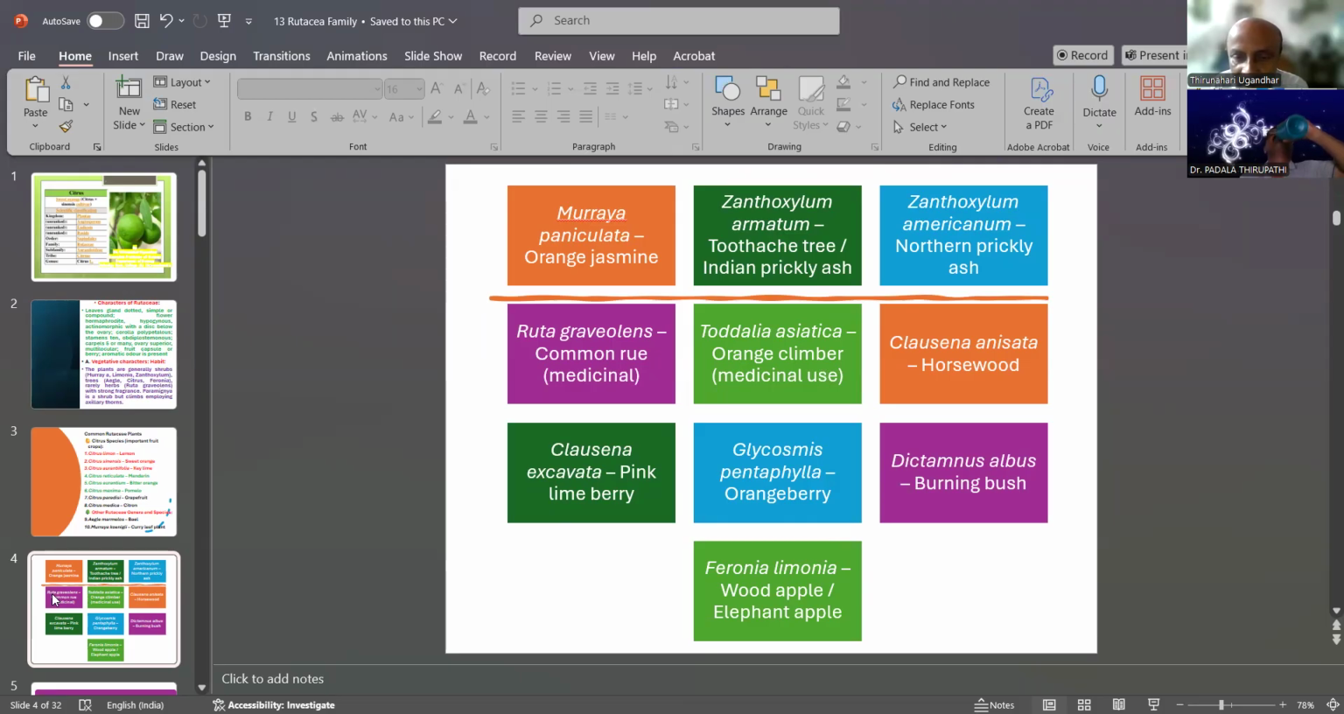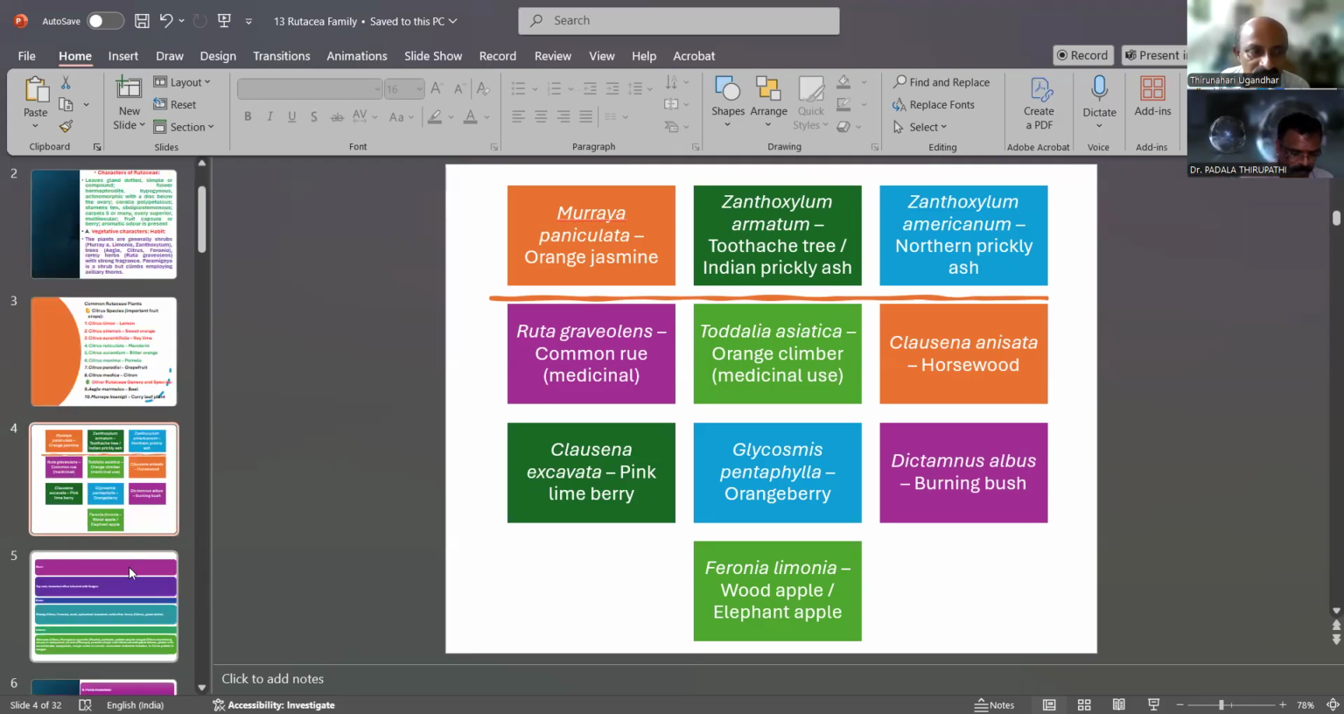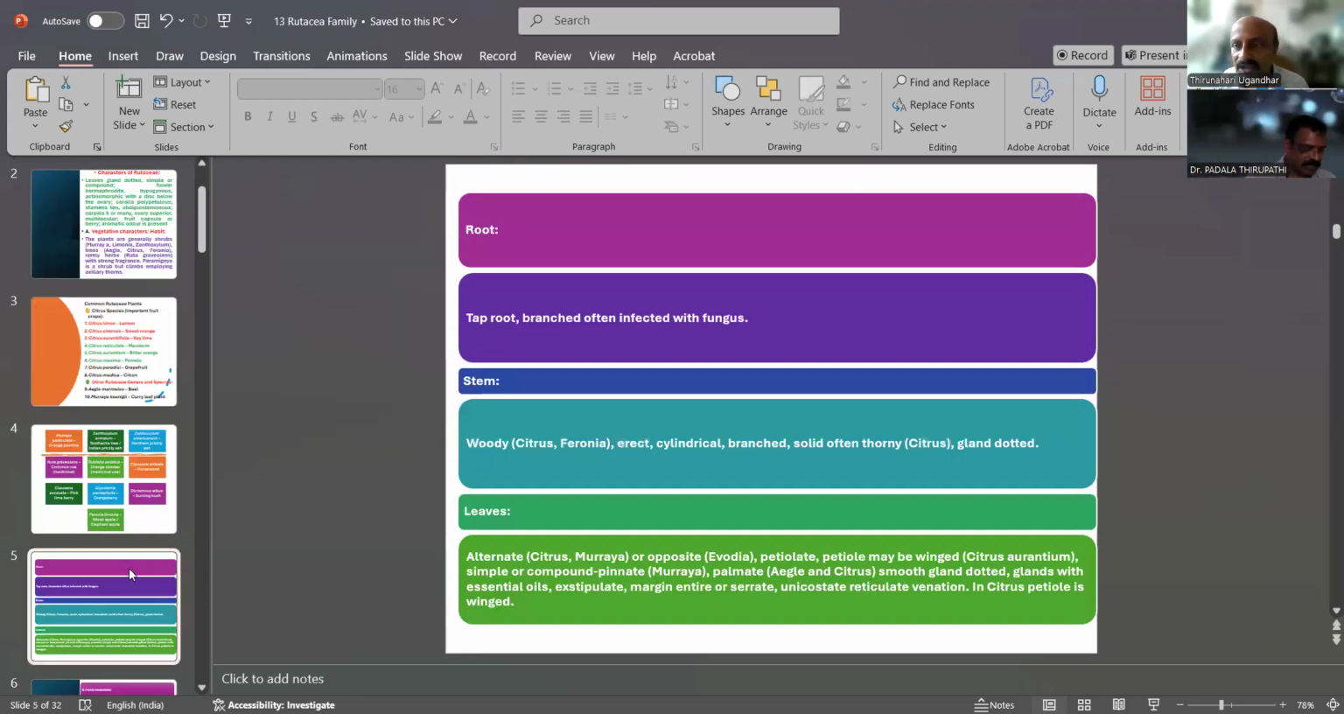Also Feronia limonia, wood apple, also elephant apple. It is a common plant which has major medicinal use. So these are also important characters.